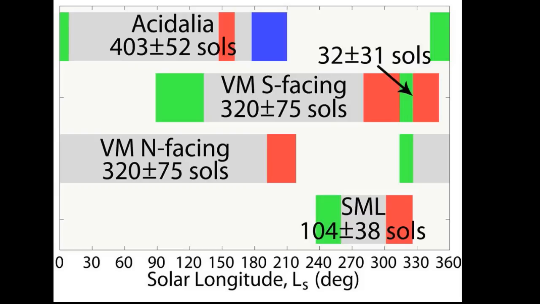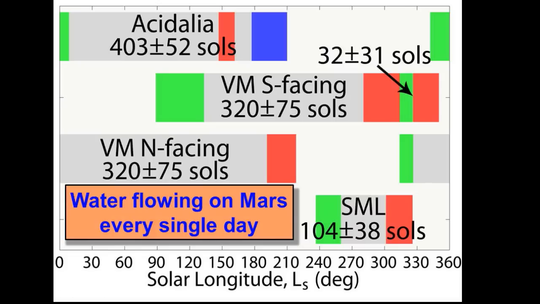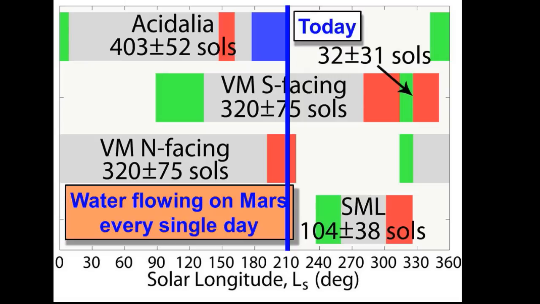It's very difficult. So now just to discuss all of these, this is the duration depending on region. We've got our ones in Acidalia with very long duration. We've got Valles Marineris south-facing, north-facing, and then our southern mid-latitudes, which are very short duration. What this means is that water is flowing somewhere on Mars every single day. Right now, we're at L sub s 210. Water is flowing in Valles Marineris on the south-facing slopes. It's just stopping in the north in Acidalia, and it's stopping on the north-facing slopes in Valles Marineris.